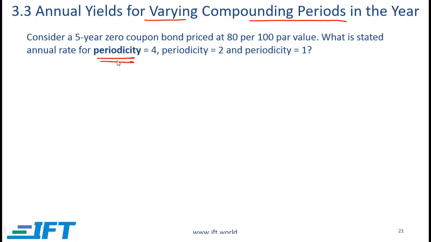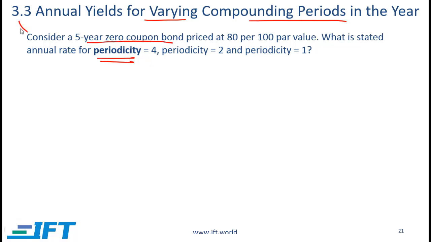For a coupon paying bond, the concept is straightforward because let's say you have a bond which pays a coupon every 6 months, then the periodicity is 2 because we compound twice in a year. If a bond has 4 coupon payments in a year, in other words, every quarter, then the periodicity would be 4. But what do we do with a 0 coupon bond? Here the periodicity is arbitrary. So depending on the periodicity we use, the stated annual rate will be different.